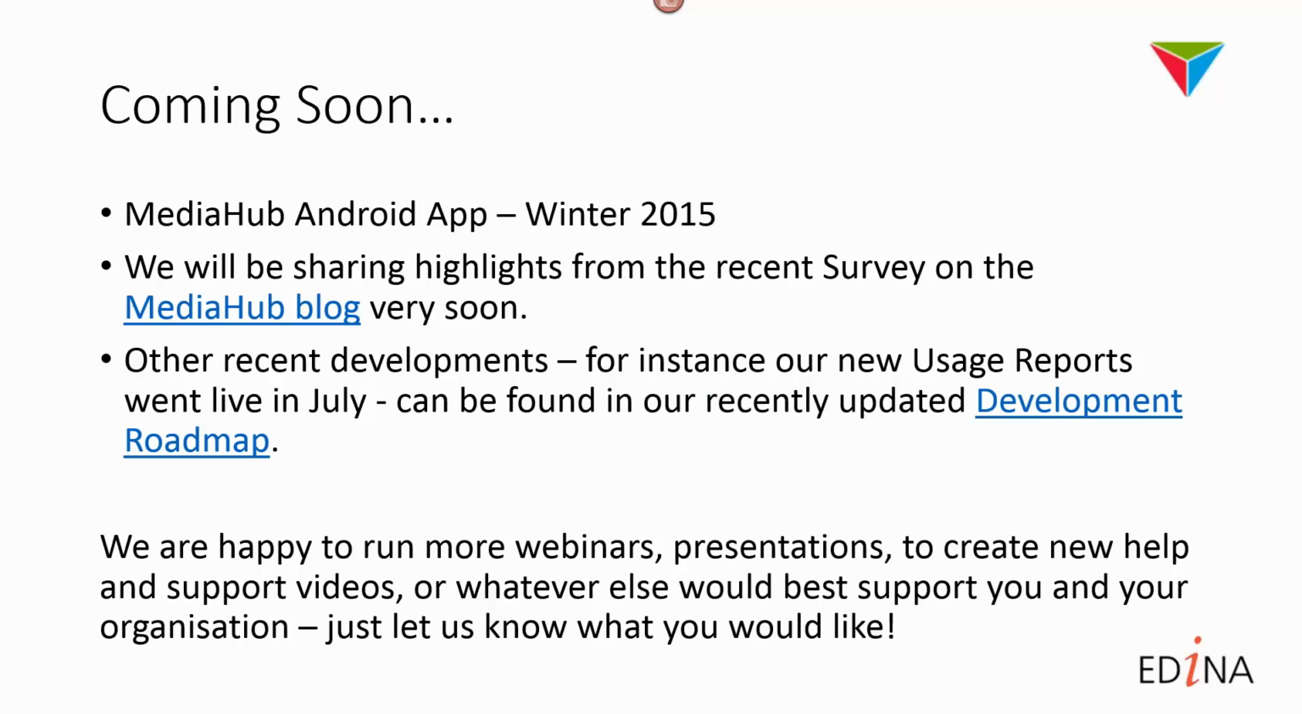So just to finish off, a quick overview of what's happening next. I've mentioned the Android app a couple of times, and we think it should be out late November, early December. I'm calling that winter 2015 because it still seems like it's just about summer to me at the moment. So late autumn, early winter. We'll be sharing some highlights from the recent survey that ran on MediaHub on the blog. We hope to have that out fairly quickly just to give you an overview of the responses we had.